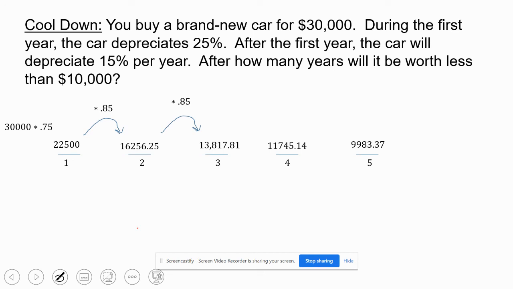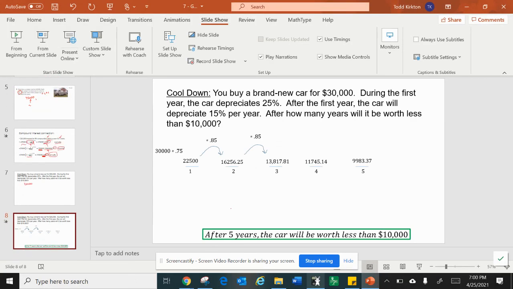Remember that exponential growth and decay, if it's growth, you add. So it's 1 plus whatever the percent. If it's decay, you subtract, 1 minus. That's all.